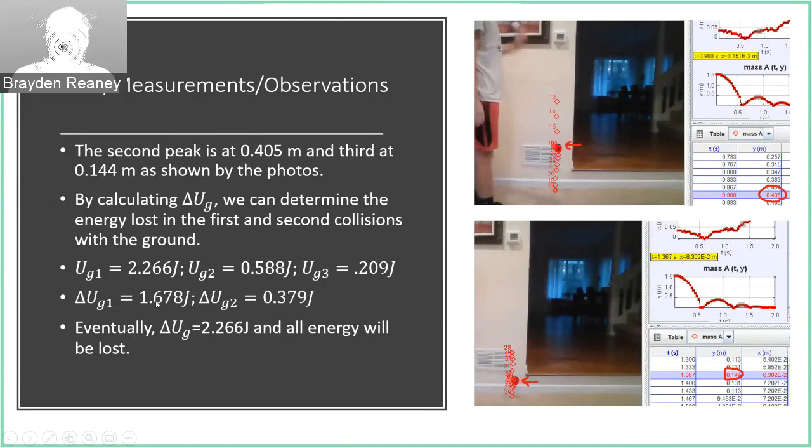And you can see the first change in gravitational potential energy is much larger, which means a lot of energy was lost during the first collision, and in the second one more was lost, but not nearly as much. And eventually, when the ball stops moving, all of the energy is lost.